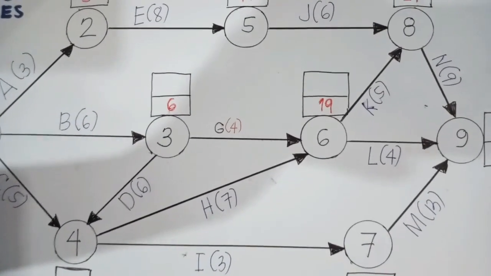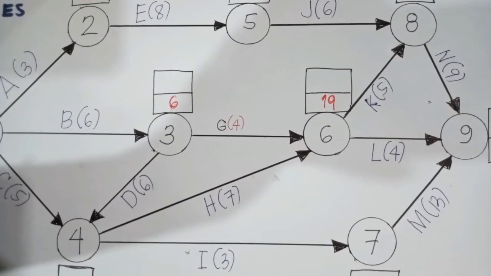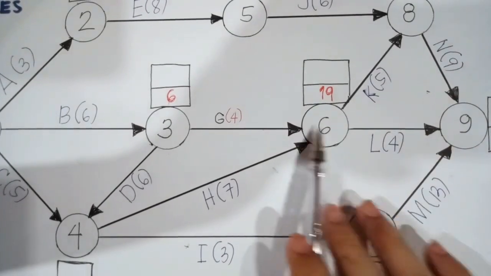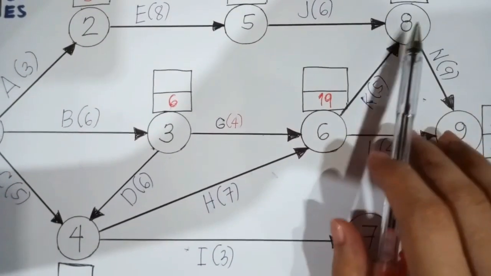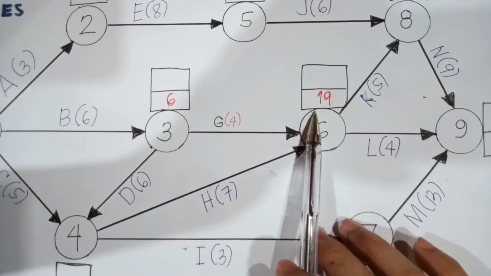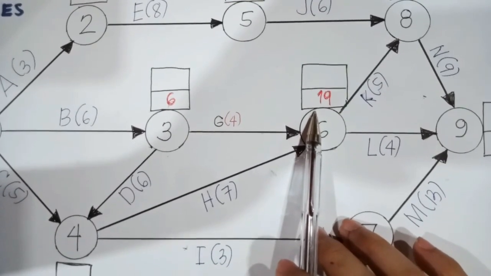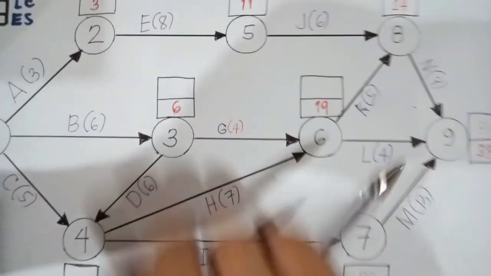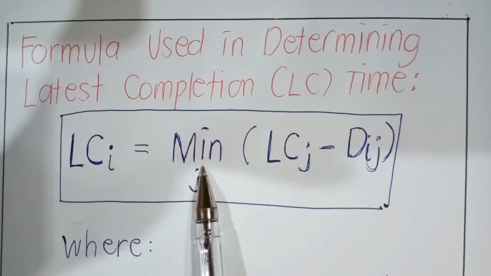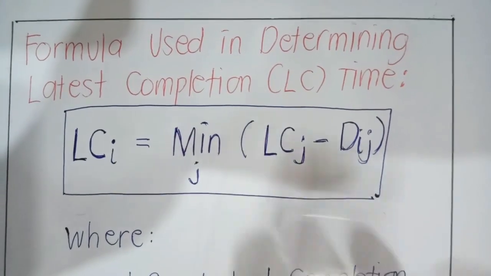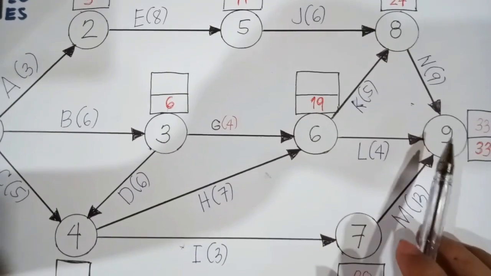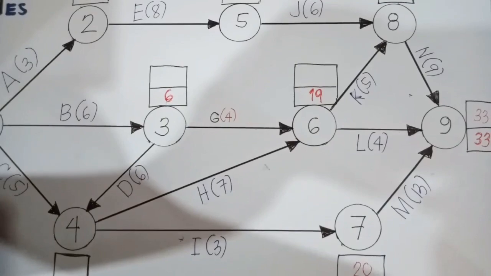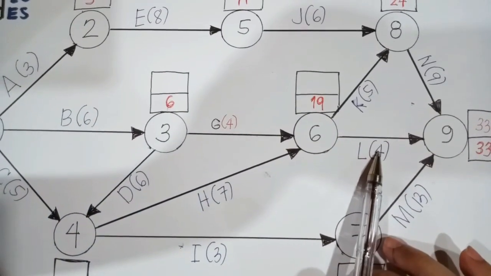And in node number 6, as you can notice, there are two activities involved, or two options, right? We have 9-6 and we also have 8-6, correct? Now, how are we going to go about this? Well, since we are doing the backward pass, we need to find the minimum value. Again, based on our formula, we need to find the minimum value. So you have their latest completion time of 33 minus 4, so that would be 29.